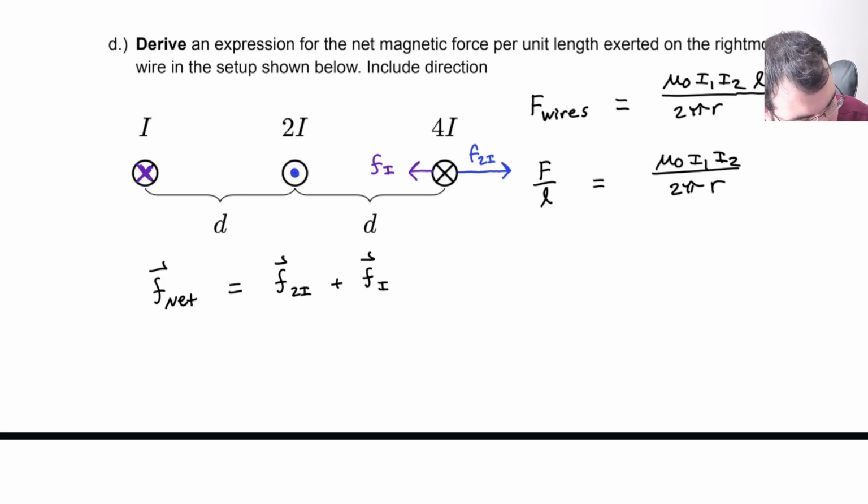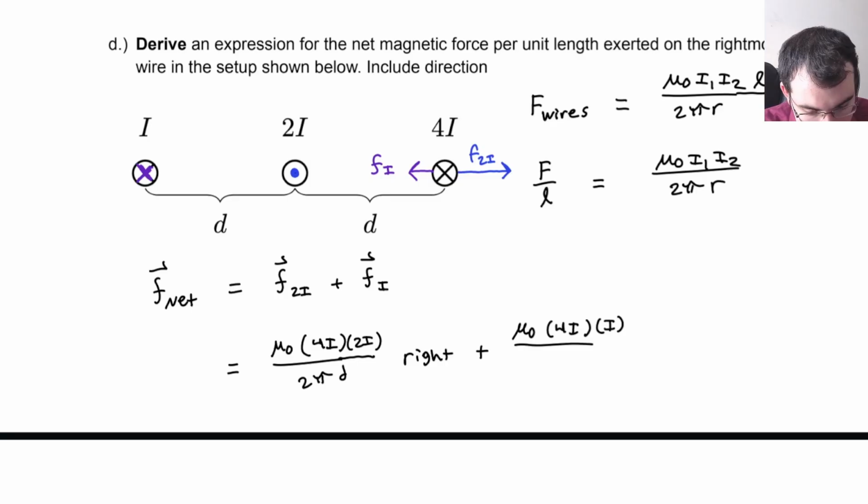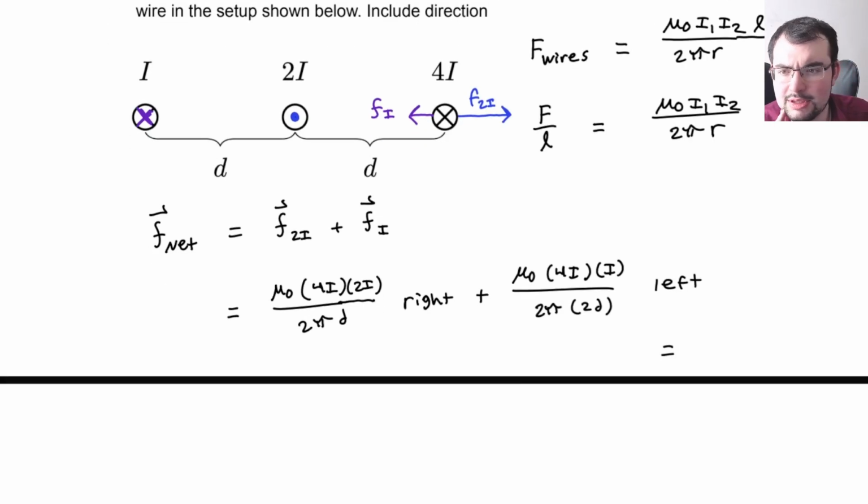And now our two expressions. We have mu naught times the product of the currents, so the 4i and the 2i, divided by 2 pi d. And that's going to point right. And then we have mu naught times 4i interacting with the 1i, and that distance isn't d, but it's d plus another d, so 2 pi times 2d, and that's going to be left. So we'll see what this is equal to.